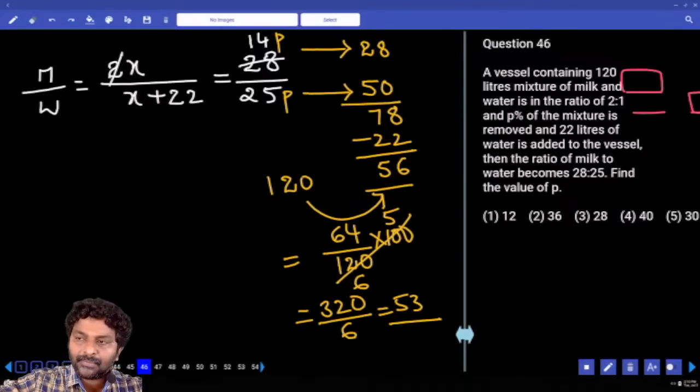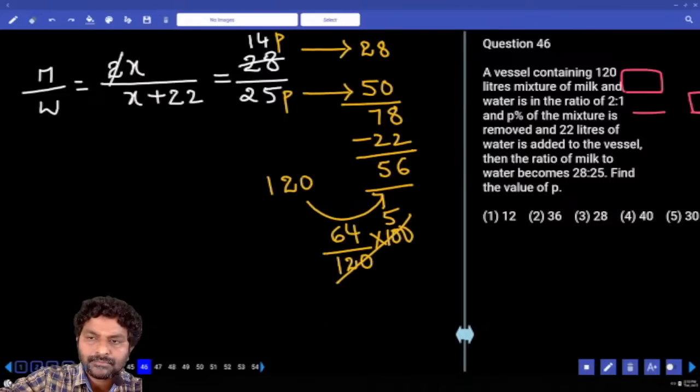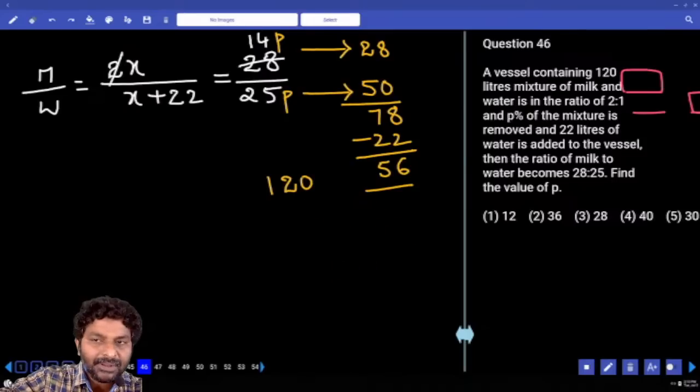2:1. Added 1442. This is correct. Something is wrong here. Let me tell you.